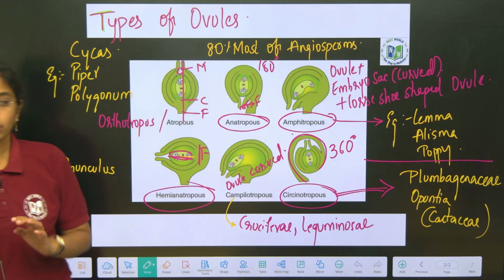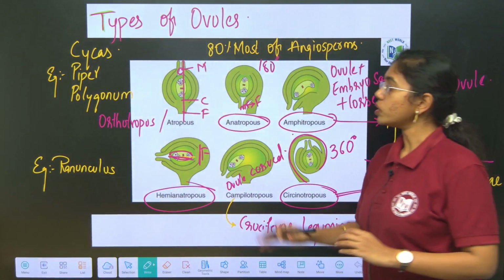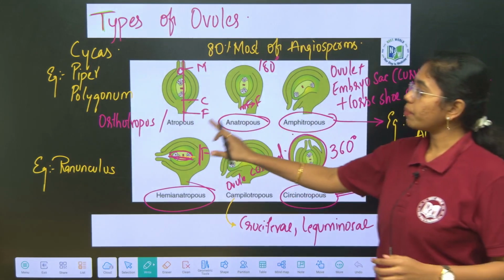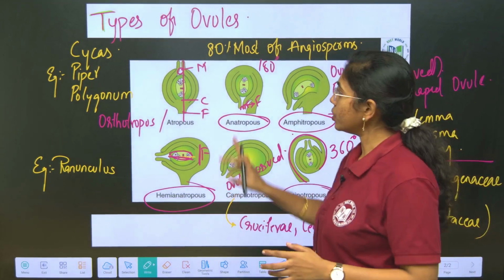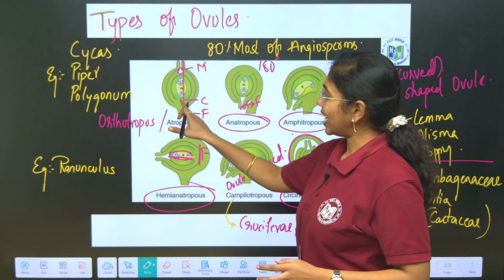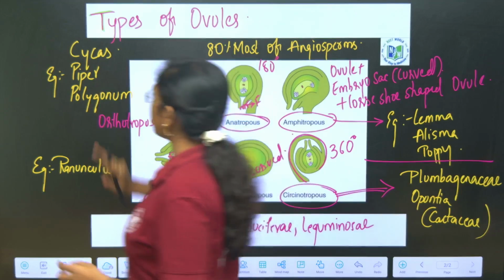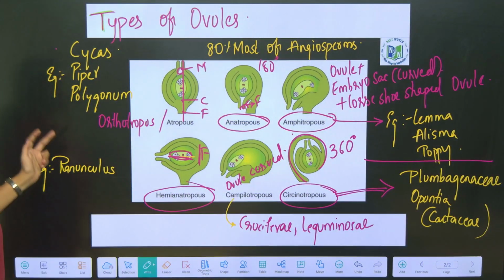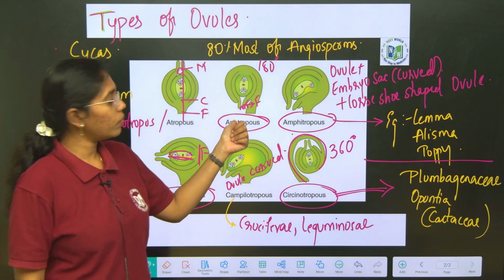So students, here we see the types of ovules. We have 6 types. The first and basic type is the orthotropous ovule. In the orthotropous ovule, as we have discussed, the micropylar end, chalaza and funicle are in a straight line. What are the examples? Cycas, Piper and Polygonum.